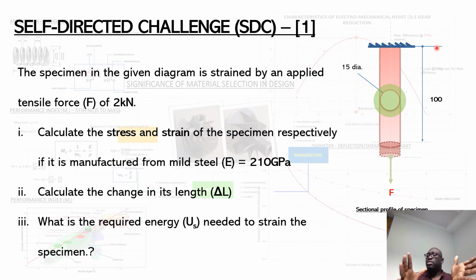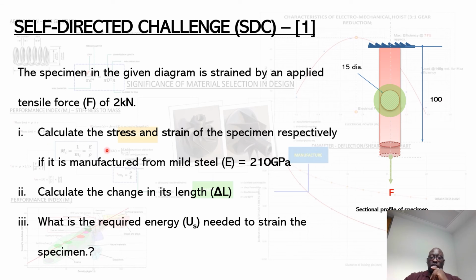So this is a self-directed challenge. So have a go with this activity to enable you to recap some of the things that we've talked about. In this particular example, we've got a specimen that's been subjected to some form of tensile pull, tensile force of 2 kilonewtons. The original length of the component is given as 100 millimeters, and it has a diametric span of 15 millimeters. Okay, so the units provided are in millimeters.